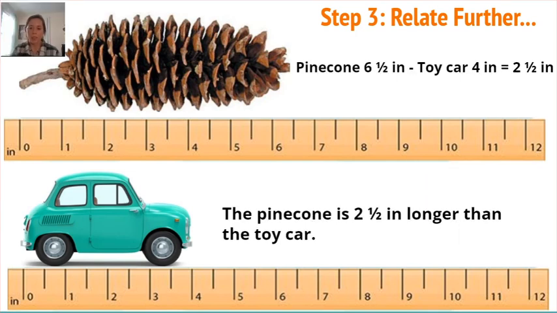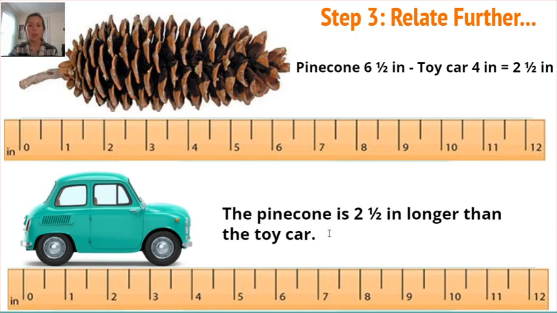All right, so again, how can we tell? If we put the two measurements together, the pine cone is 6.5 inches, and we know this is the bigger number, so we're going to subtract the smaller number from that. The toy car, which was 4 inches, to equal 2.5 inches. So what does 2.5 inches mean? That basically means how much longer the pine cone is than the car. So the pine cone is 2.5 inches longer than the toy car.